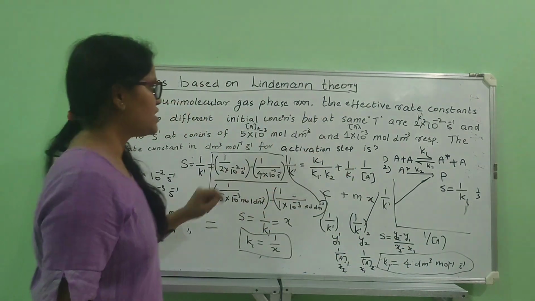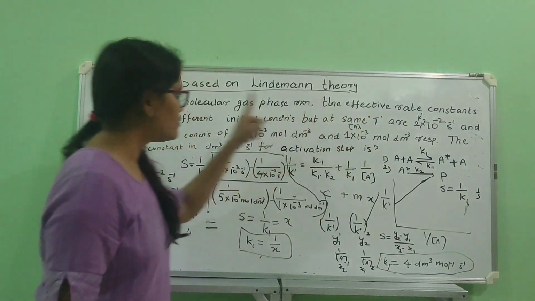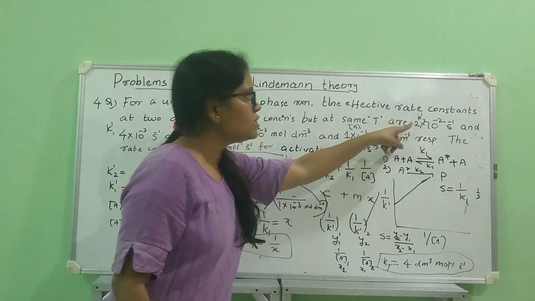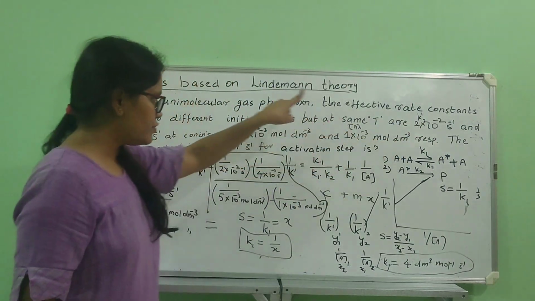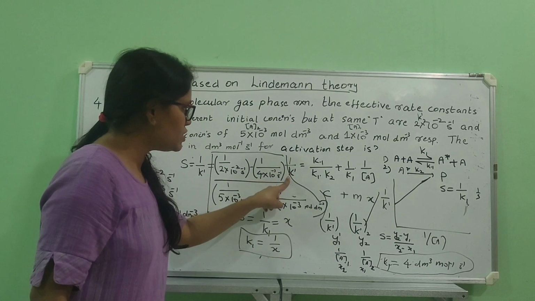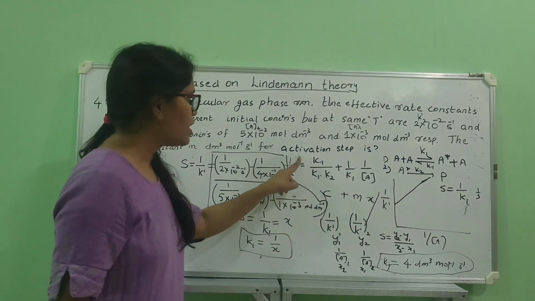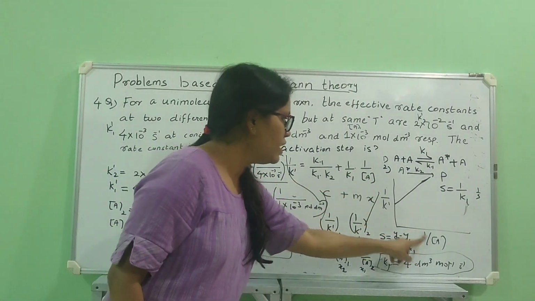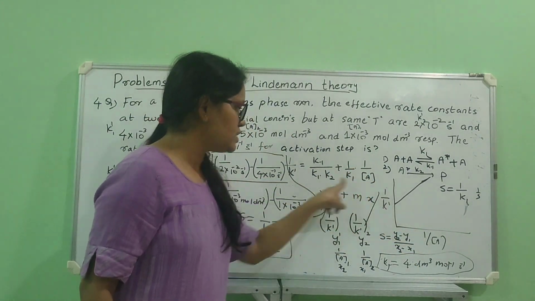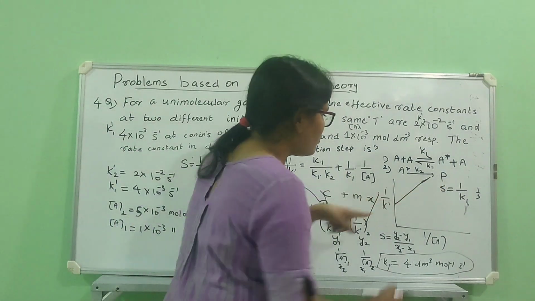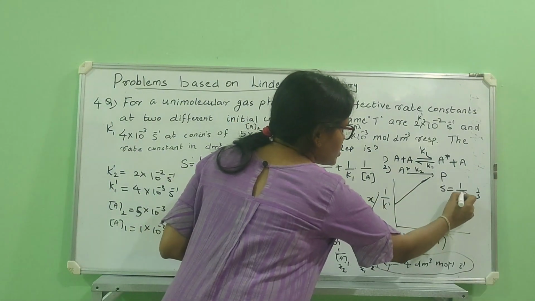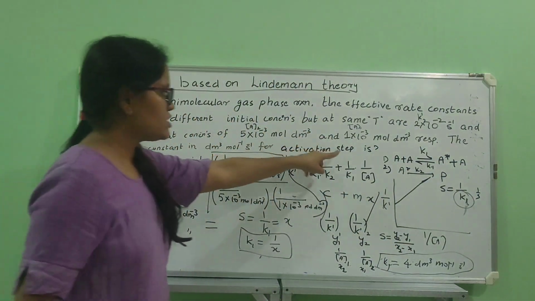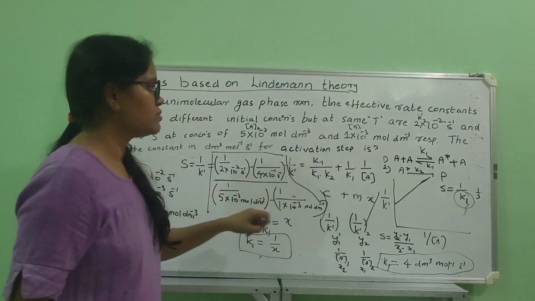Let me explain this question again. So they have given two values of effective rate constants and their corresponding concentrations. So we know the equation for k dash. So from there we got the equation for 1 by k dash. Okay. And we know that there exists a plot between 1 by k dash and 1 by a, and we know that this plot is a straight line with slope of 1 by k1. So from here you can find the rate constant of the activation step which has been asked in the question.